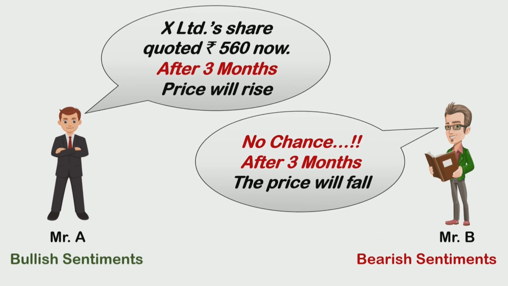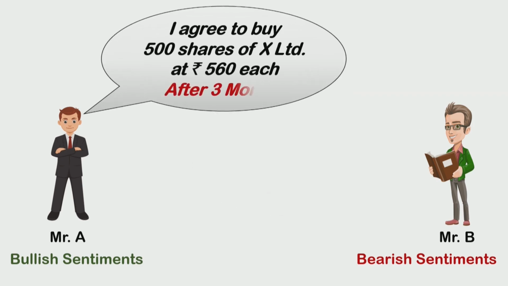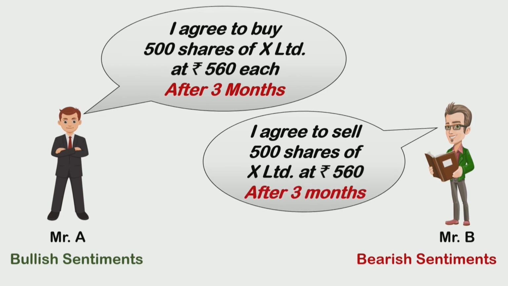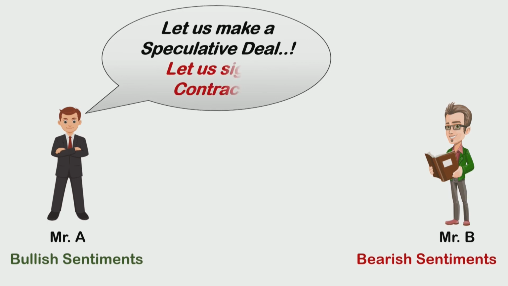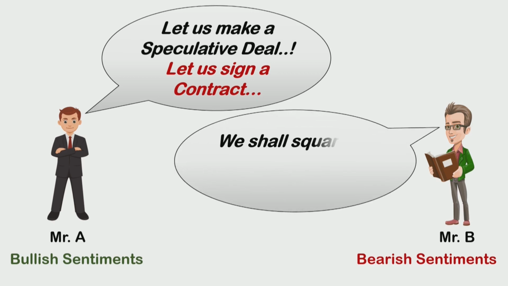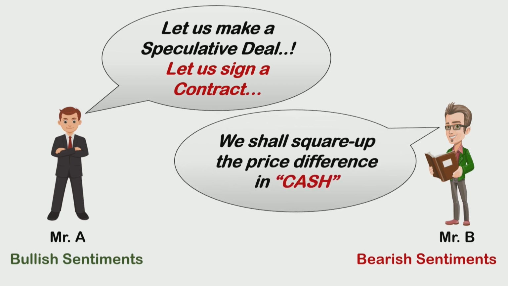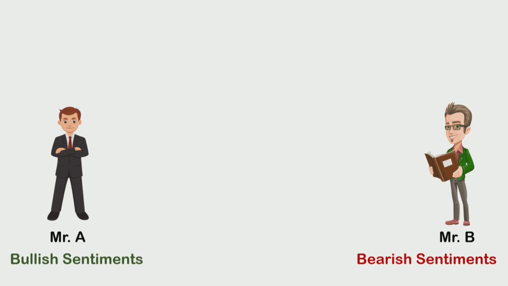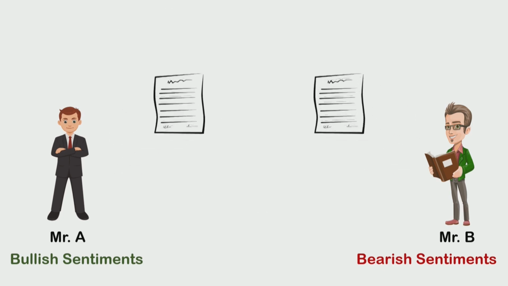Moving forward in this example, once you understand the perspective of the two parties, A having bullish sentiments and B having bearish sentiments, look at what they negotiate ahead. A says, I agree to buy 500 shares of X Limited at 560 each after 3 months. B says, I agree to sell 500 shares of X Limited at 560 after 3 months. Then Mr. A says, let us make a speculative deal, let us sign a contract, and B confirms that we shall square up the price difference in cash. So they sign a contract and this contract becomes a derivative.